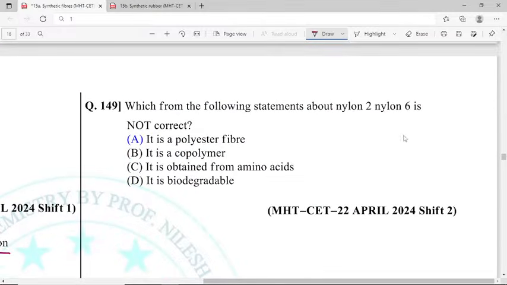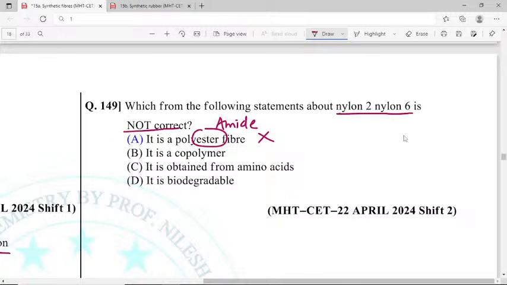Which of the following statements about nylon 2, nylon 6 is not true, not correct? It is polyester, no, it is polyamide. So this is not true, this is the answer. It is a copolymer, correct. It is obtained from amino acid, correct. It is biodegradable, yes, it is correct.